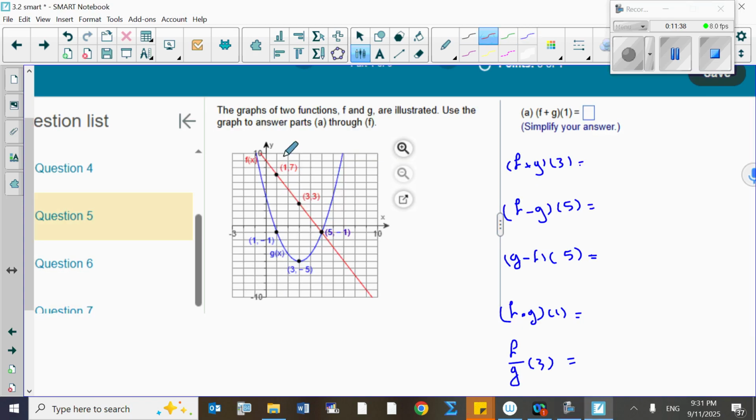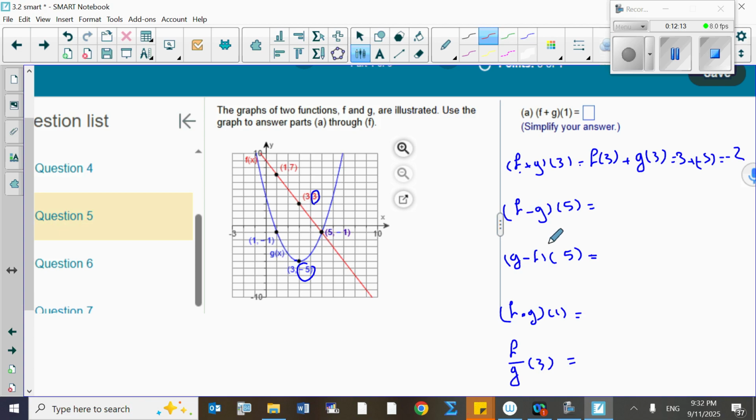Question number 5 is asking us to find f plus g of 3 if f is given here by this red graph and g of x is given by this blue graph. So in order to find f plus g of 3, I need to find f of 3 and add it to g of 3. What is f of 3? When x is 3, f is 3. And then g of 3 is -5. So this is just 3 plus -5, which is -2.